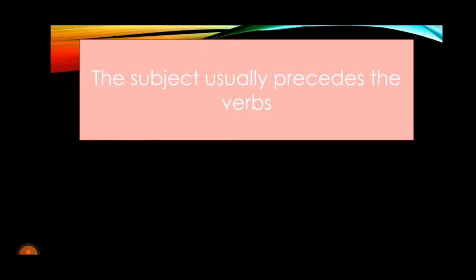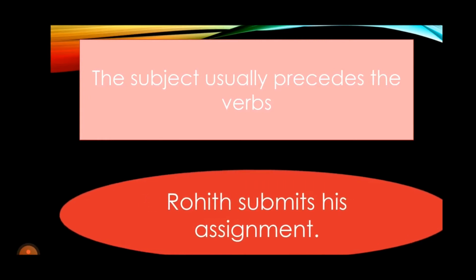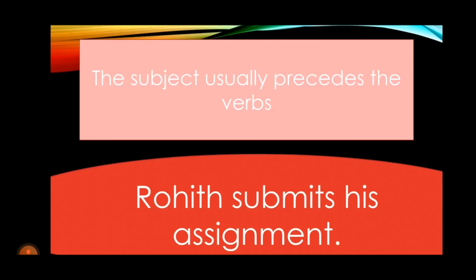The first rule is the subject usually precedes the verb. The sentence here is: Rohit submits an assignment. Rohit is the subject and submits is the verb. So which is coming first here? Subject. That is the first order. You have to keep it in your mind, my dear students. And now we'll move on to the next one.